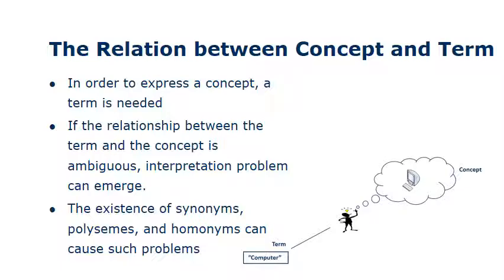In order to express a concept, a term is needed. If you want to express your thoughts, you need to use terms. If the relationship between the term and the concept is ambiguous, interpretation problems can emerge. People can have problems communicating with each other. The existence of synonyms, polysemes and homonyms can cause such interpretation problems.